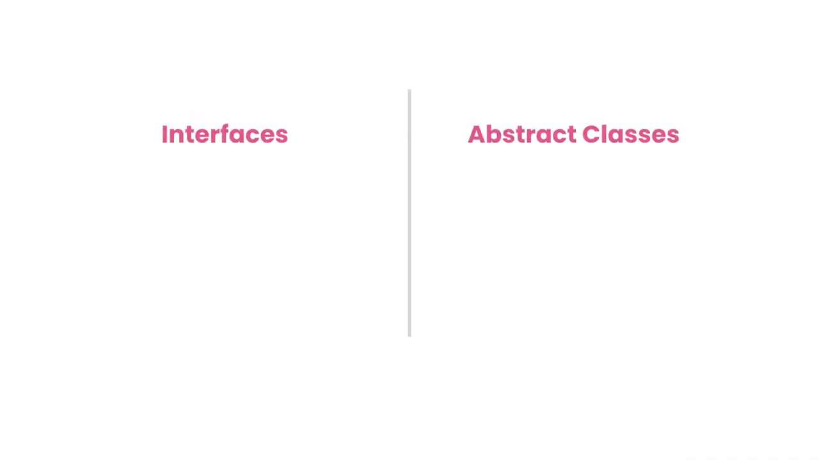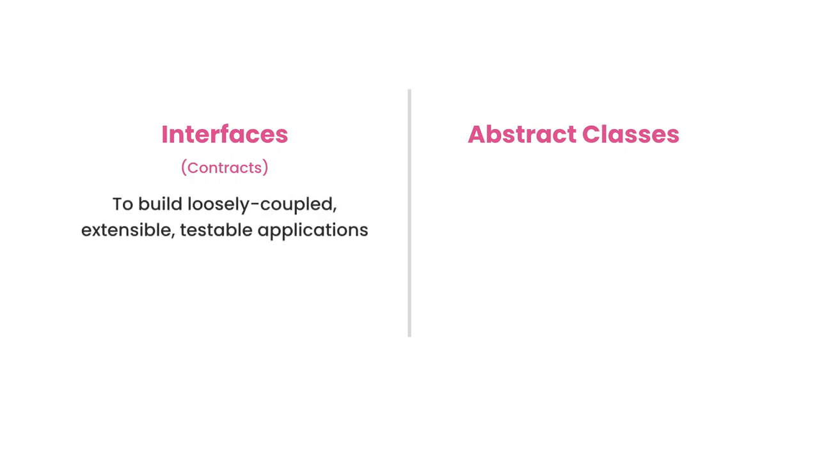One of the popular interview questions is the difference between interfaces and abstract classes. In the old days, this was very clear cut. We could say interfaces are purely contracts, they have no code or implementation, and we use them to build loosely coupled, extensible, and testable applications. Abstract classes, on the other hand, are partially implemented classes, and we use them to share code between a few classes.